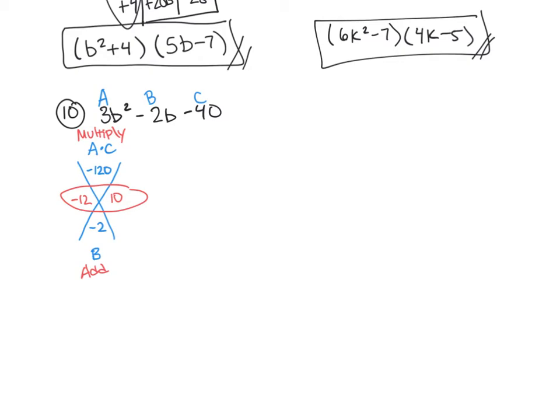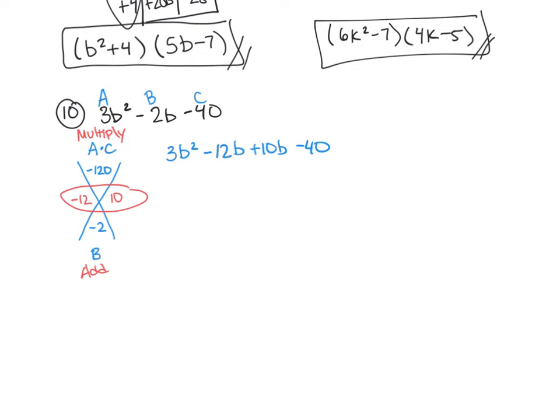So I'm going to use these values to break up this second term into 2 different parts. We can rewrite this as 3b squared minus 12b plus 10b minus 40. Again, if we took negative 12b and added 10b, this is what we'd get. If you had these two switched, that's also okay.